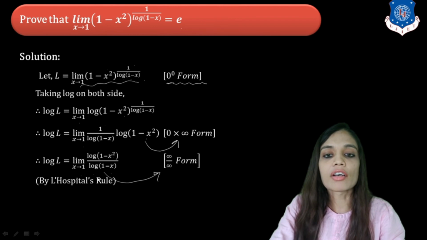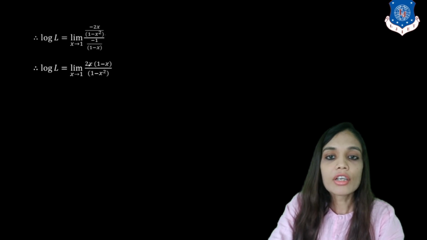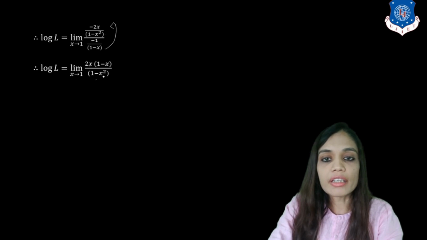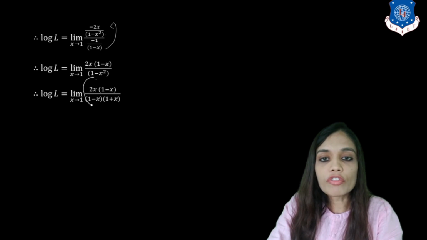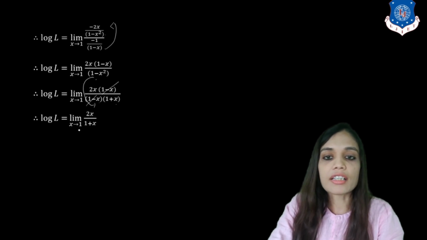So now you can apply our L'Hopital's rule. So do the derivative of the numerator and denominator separately. So you will get minus 2x upon (1 minus x square) upon minus 1 upon (1 minus x). Now on simplifying you will get 2x into (1 minus x), take this in the numerator, upon 1 minus x square. Simplifying this further, that is apply the formula of this, that will go to (1 minus x) into (1 plus x). Now these two will get cancelled out. So finally what will remain? Limit x tends to 1 2x upon 1 plus x.